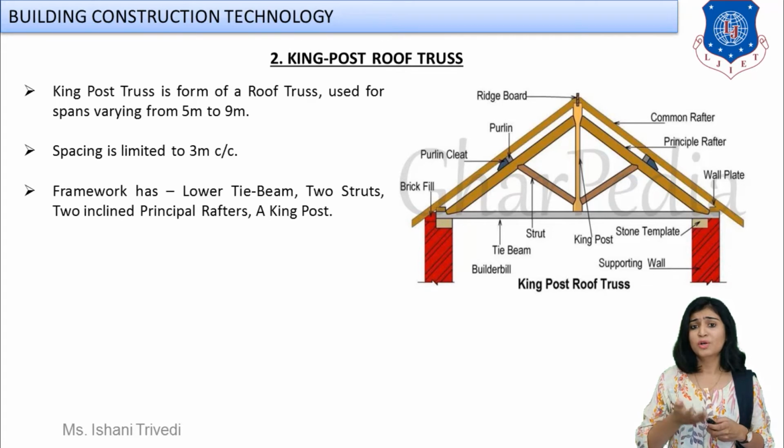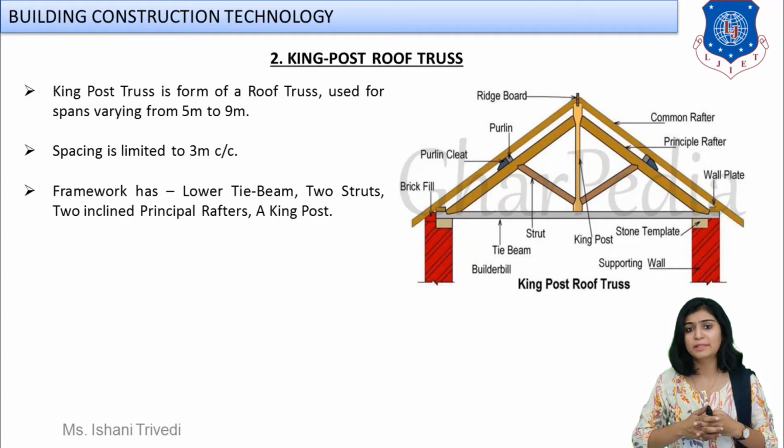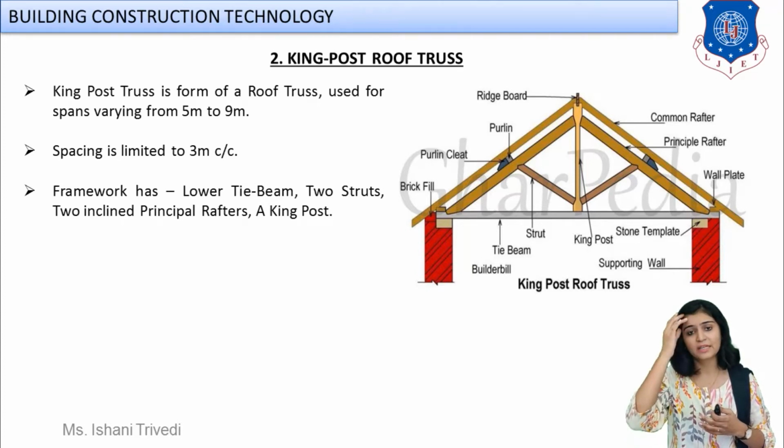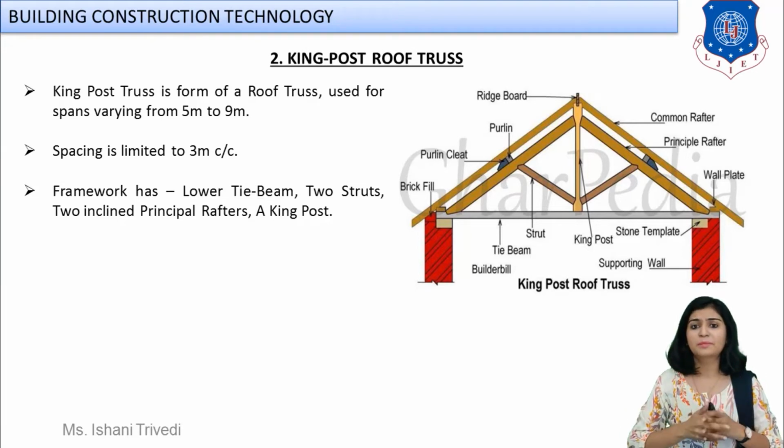Now, what is the spacing of the rafters? The spacing means the span. Sorry, the span is limited to 3 meter. For more than 3 meter span, you will have to provide queen post truss, right? So here it is limited to 3 meter.